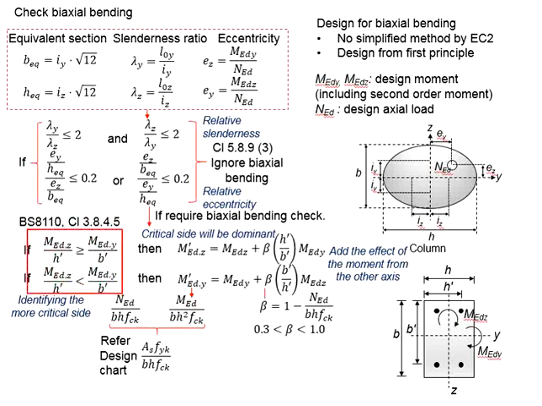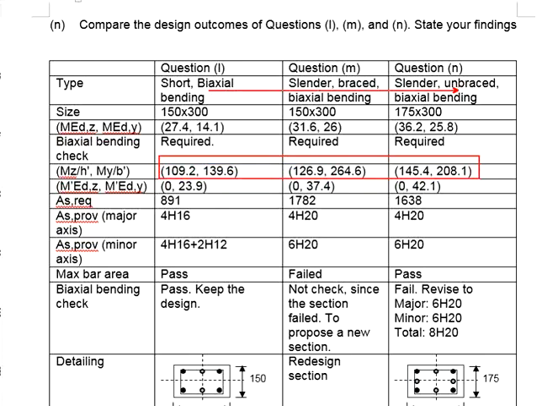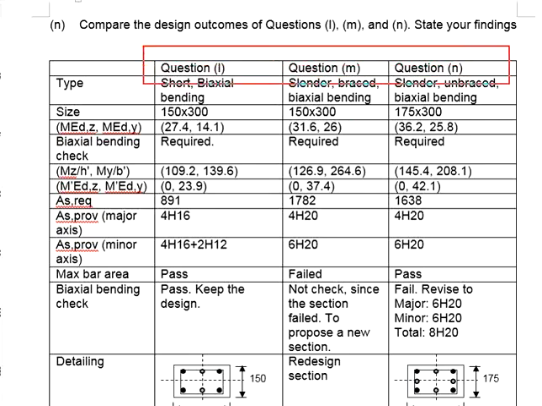First, we need to determine which direction is more critical. This is done by getting the ratio of the moment against its effective depth. All 3 of them have the minor axis to be more critical than the major axis. You see, this ratio varies by the type of the column. This is mainly due to different MED as acquired from the formulas to get MED. Ultimately, all these three columns have the same findings, where the minor axis is more critical.